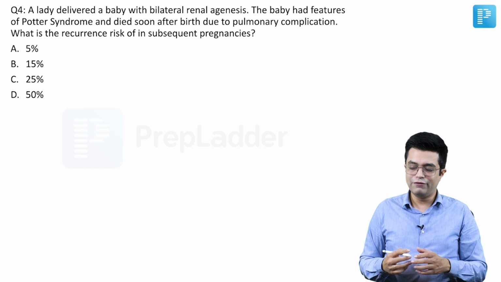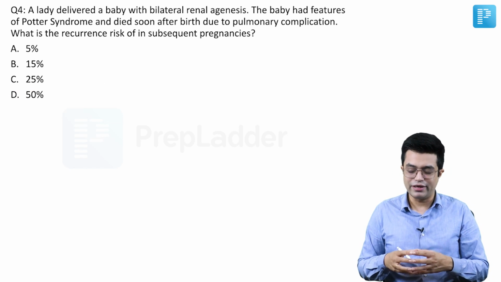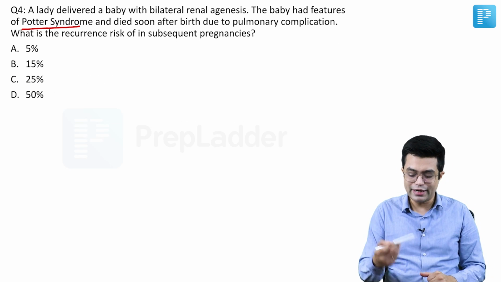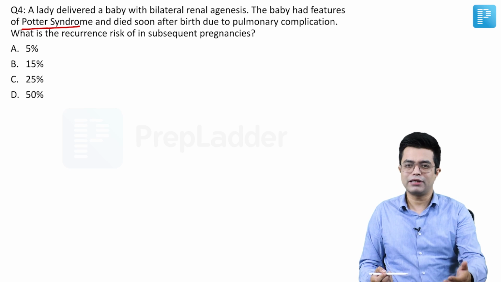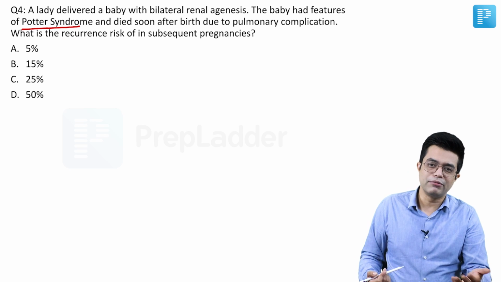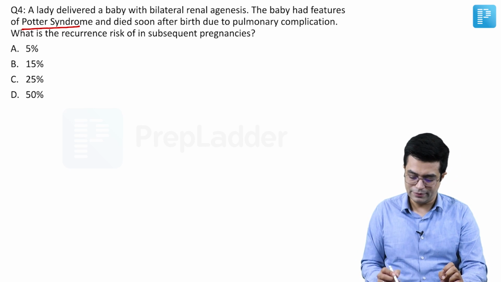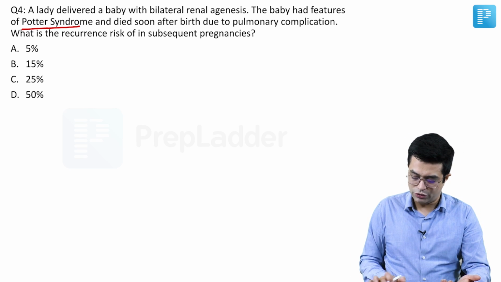Question number 4: a lady delivered a baby with bilateral renal agenesis. The baby had features of Potter syndrome and died soon after birth due to pulmonary complication. You know that Potter syndrome children die due to pulmonary hypoplasia. What is the recurrence risk in subsequent pregnancies? See, it's a one-liner, but there are a few things that you need to remember.